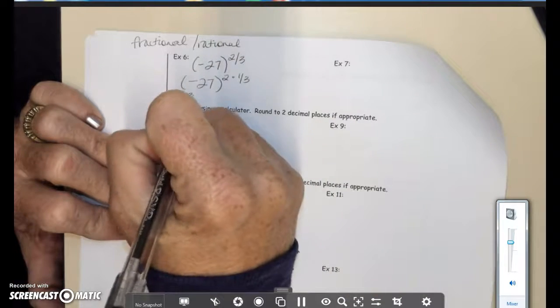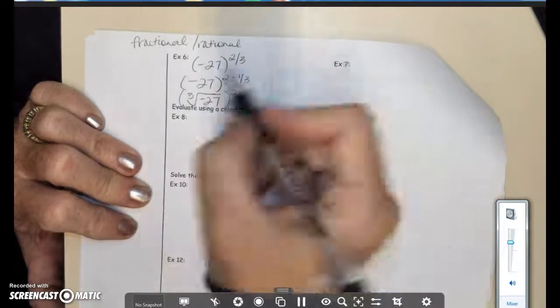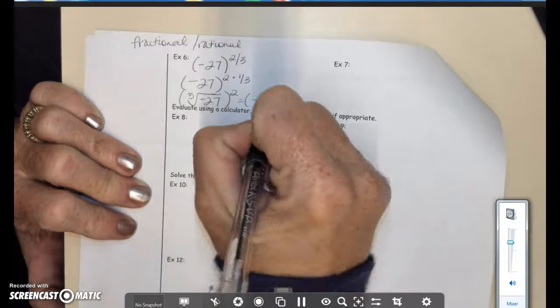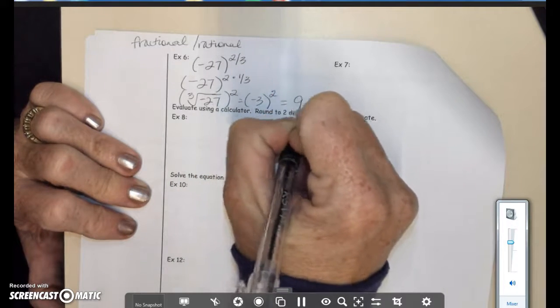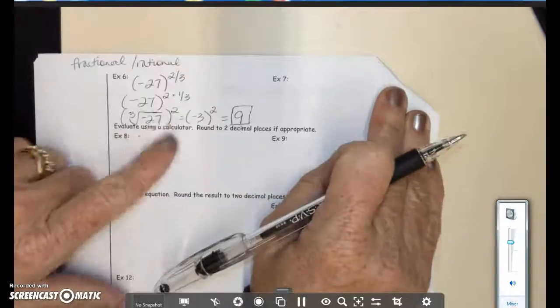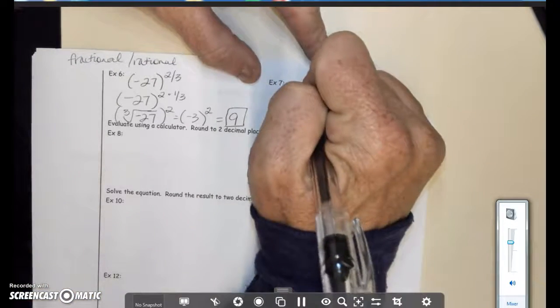So let's take the cube root of negative 27, and then we'll square that. We know that the cube root of negative 27 is negative 3. And then we're going to square that, so we will get 9. Okay? You could definitely square it first and then take the cube root, but you're going to deal with much bigger numbers, so I just think that's easier.